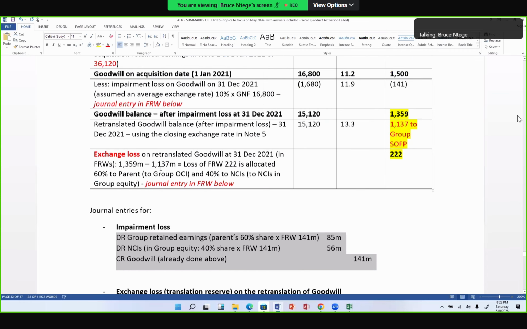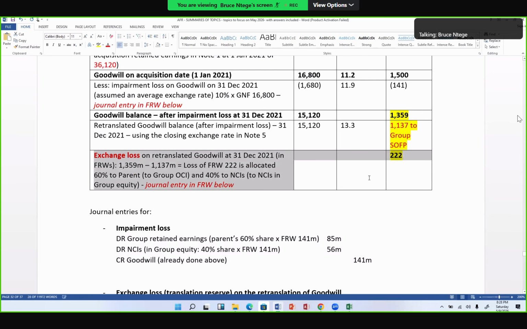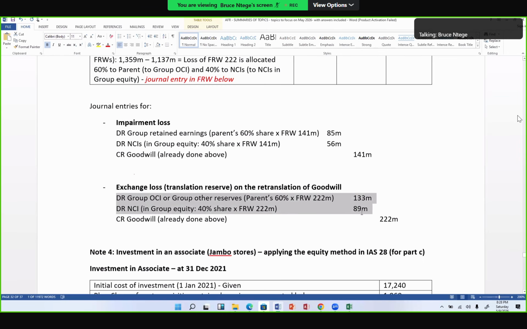You have also had a retranslation. So you have also got an exchange difference on that retranslation, which you have computed mathematically here: if I needed to retranslate my goodwill from the figure I had after the impairment loss, there's an exchange difference. That exchange difference, you've allocated part of it to the parent, going to the other reserves or to the OCI, and part of it to the NCI. And you saw me posting. I didn't post this to the retained earnings. I told you don't take it to retained earnings, take it to other reserves. That's the first thing you've done.